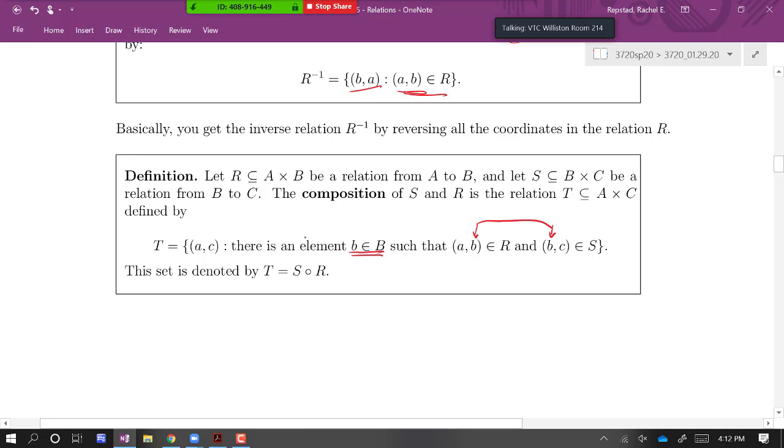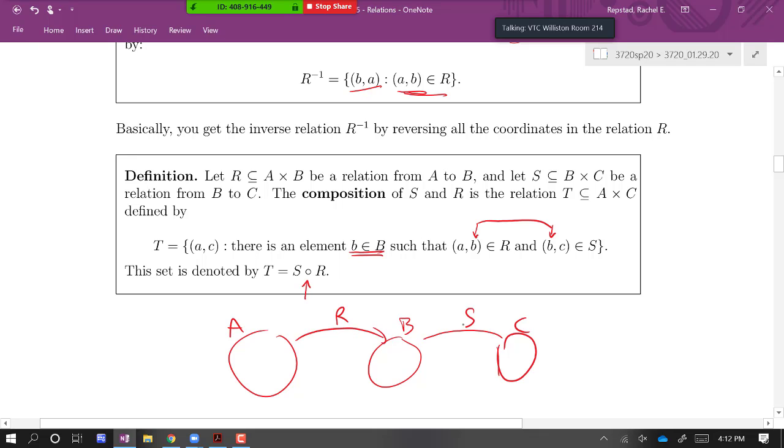When we write out a composition, we use this little circle. So S composed with R. If we're finding S composed with R, look at the order here. R goes from A to B and S goes from B to C. So if I think about my sets A, B, and C, I have to go from A to B via R first, and B to C via S. Notice the order in which we wrote this composition: S composed with R. R is the one on the inside, evaluated first.